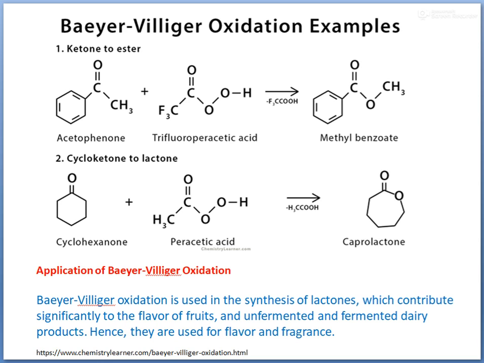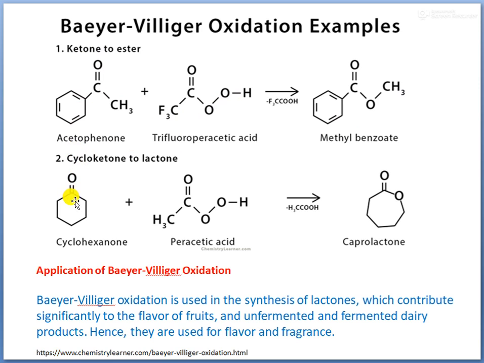Let us see a few examples. First example is the oxidation of acetophenone to methyl benzoate ester. Here we use trifluoroperacetic acid as the peroxy acid. In peracetic acid, 3 hydrogens are replaced by 3 fluorine atoms. So this peroxy acid is called trifluoroperacetic acid. This acid is used for the conversion of acetophenone to methyl benzoate. So this is an ester and this is a ketone.